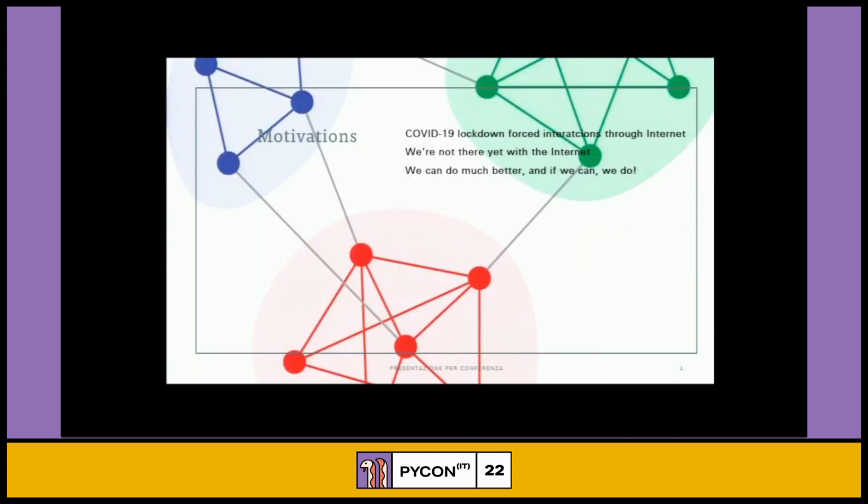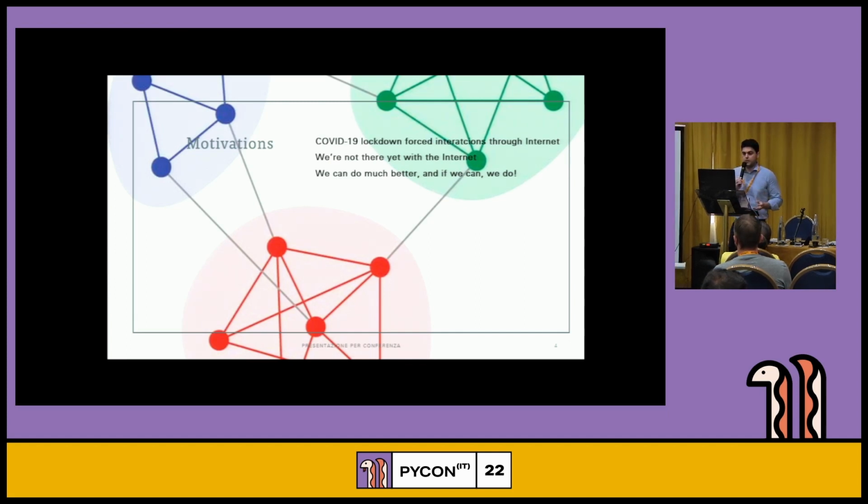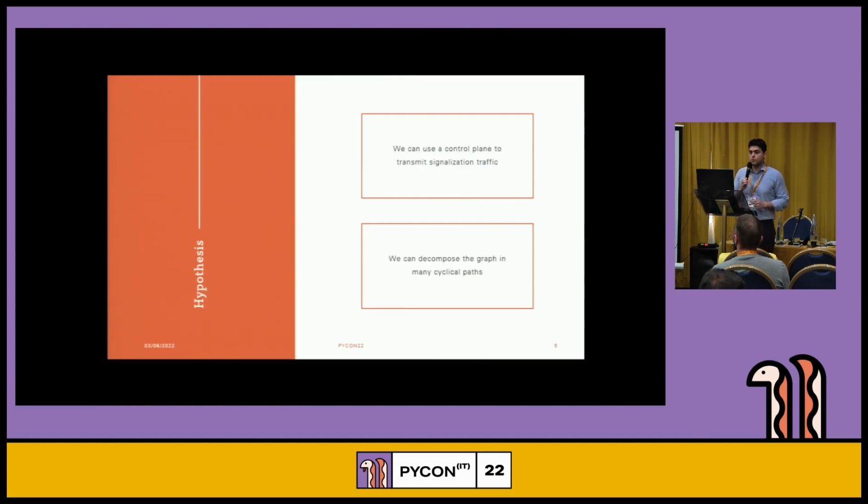So why do we have to bother with optimal control and optimal design of networks? With this pandemic, and I am glad we are here in person, we had to force interaction through the internet. We saw that although we have to thank the internet service operators and providers, we can do much better. And if we can do better, we have to do better. How can we do better?